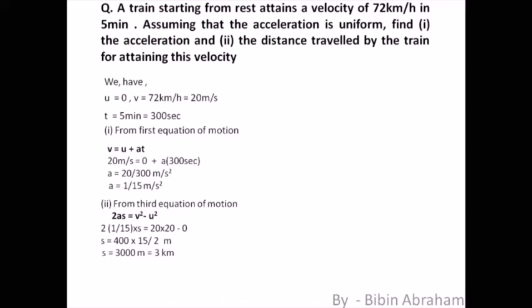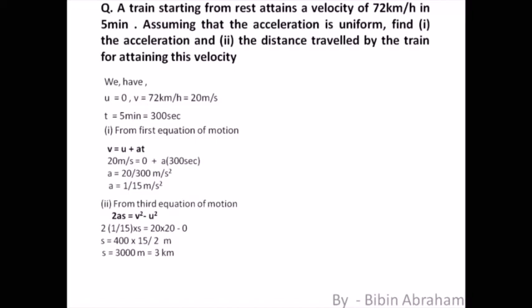2 into 1 upon 15 into s, that I don't know, right, is equal to v square, v is your final velocity, that is 20 multiplied by 20, minus u square, which is 0, that is simply 0, right? So s is coming out to be 400 into 15 by 2 meter, and s is coming out to be 3000 meter, or I should say 3 kilometer.